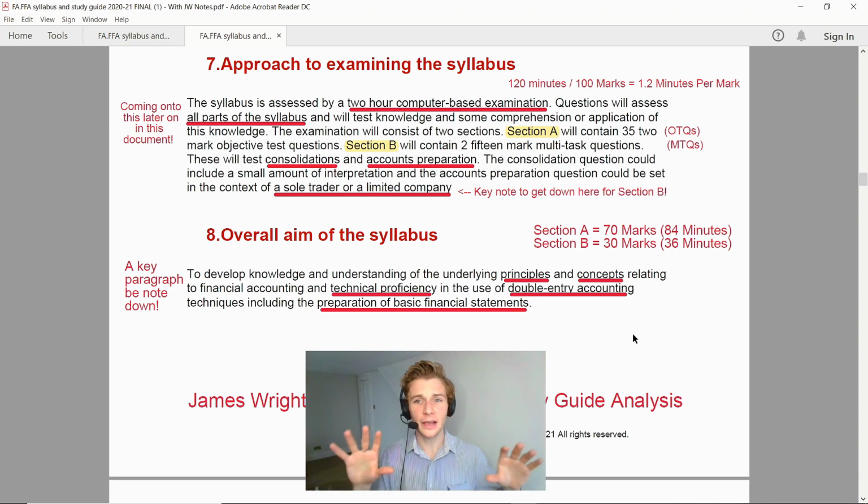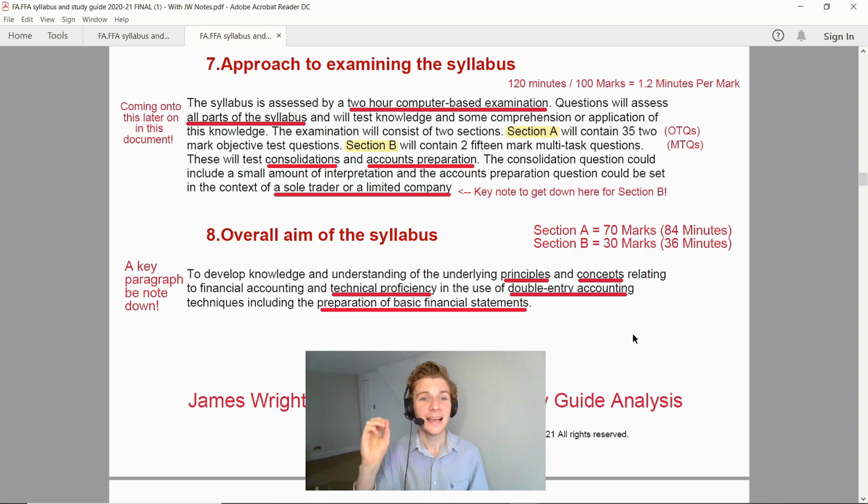And these are critical notes on here that you must get down. And we've reiterated already the 120 minutes for the 100 marks, so 1.2 minutes per mark. Start doing questions at a time in your revision. That is fundamental. As we've got on there, we've got this 2-hour computer-based examination. You've got to get comfortable with the format. There are online assessments on ACCA's website that you can practice and go through.